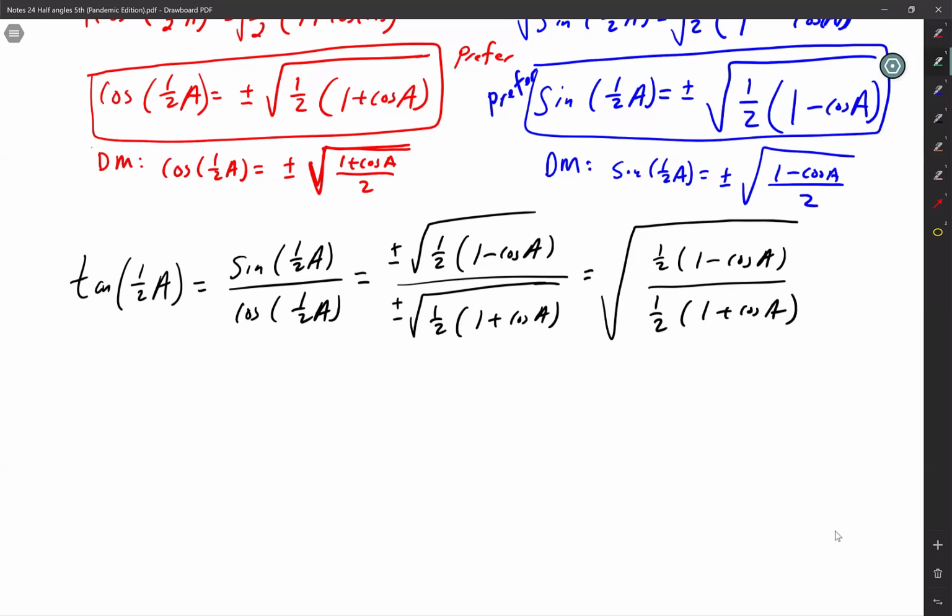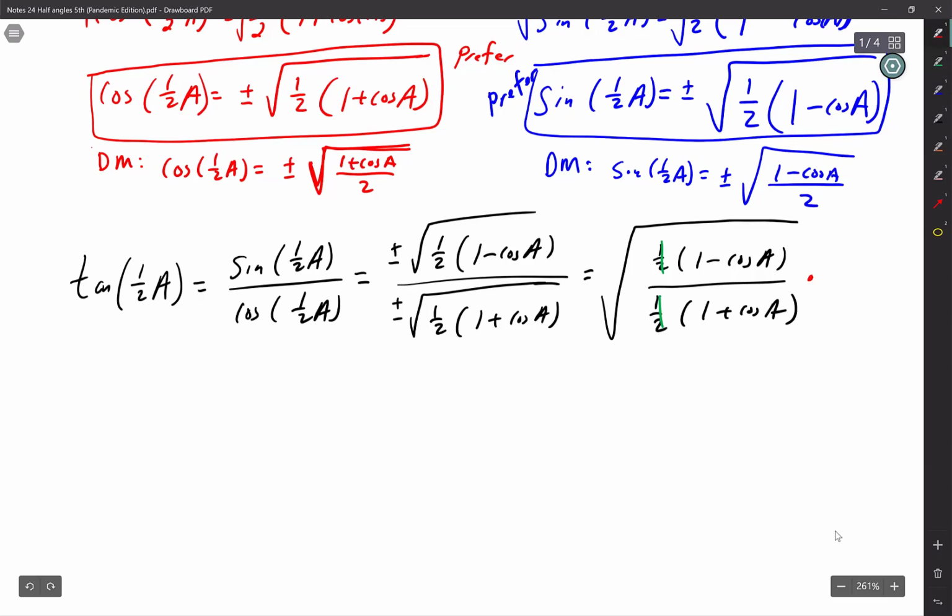I can cancel out those halves. And now what I want is, really, I can multiply this 1 minus cosine A over 1 plus cosine A by whatever I want, as long as it's a conjugate of the numerator or a conjugate of the denominator. It does not matter.